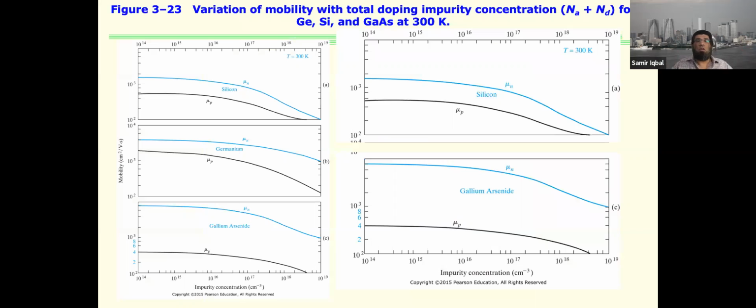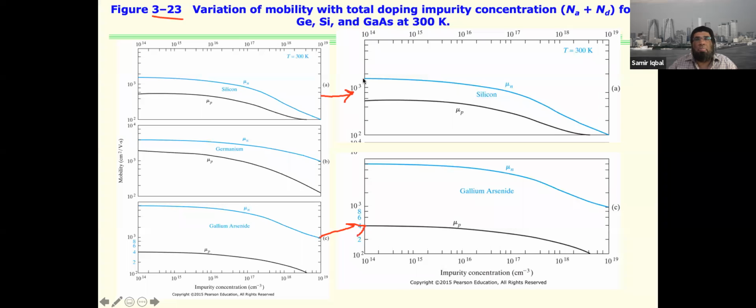If you dope it too high, then again, they start striking with each other, electrons or holes, and mobility again goes down. So this is an interesting plot. This is nothing but I've blown up this one here for silicon and I've blown up the same thing here just to look at more closely. But this comes from the book itself.